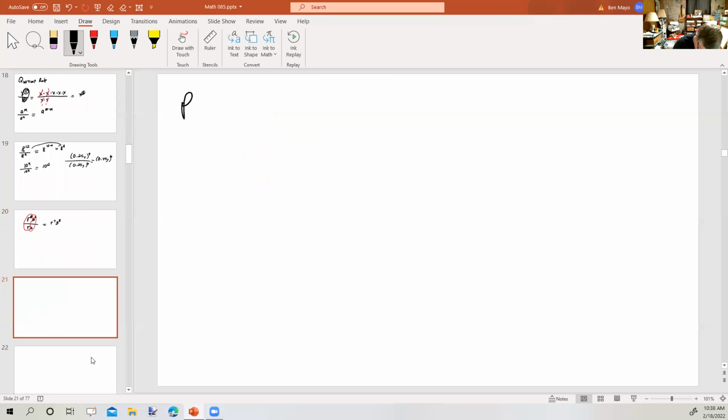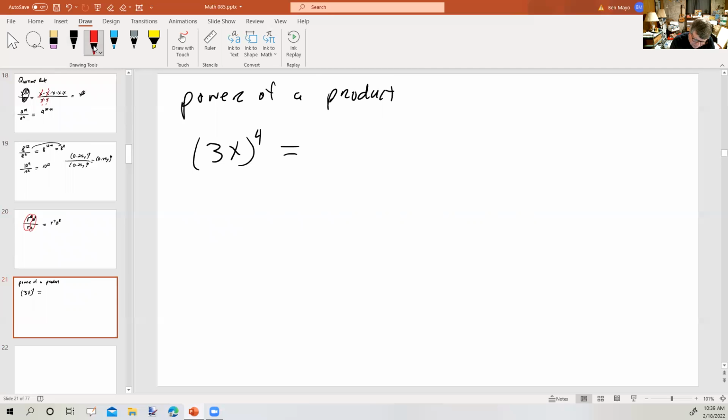Okay, next we have the power of a product. So basically we have a product raised to a power. For instance, 3x, the quantity to the 4th power. In a case where we have a product raised to a power, we take that power outside and we attach it to each of the factors inside. And then 3 to the 4th power is 81, so we get 81 times x to the 4th power. We need to be careful and not to think of this as the distributive property. And we'll talk more about why that is not a good idea later on.